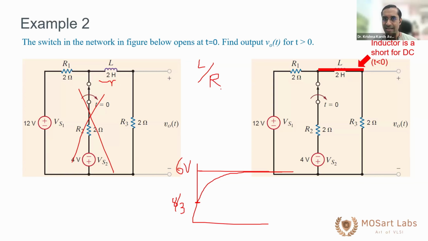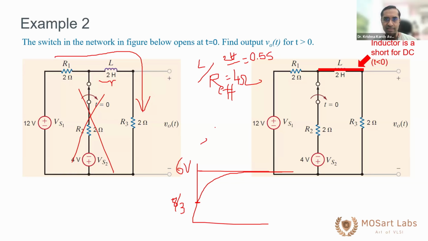L is 2 Henry. What is your R effective? R1 and R3, are they in series or in parallel? They are in series. Why? Whatever is the current in R1 is the same current in R3, right? So R effective is basically 4 ohms and L is 2 Henry. So 2 Henry divided by 2 plus 2 ohms gives 0.5 seconds. So now you know the time constant, tau.